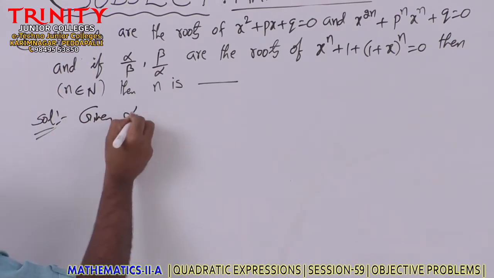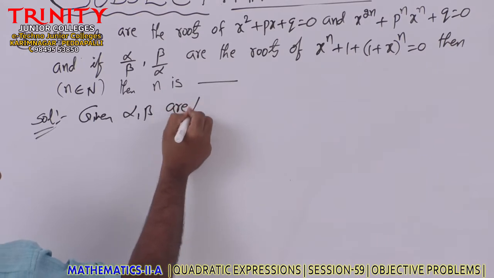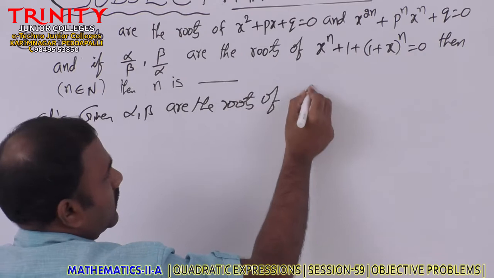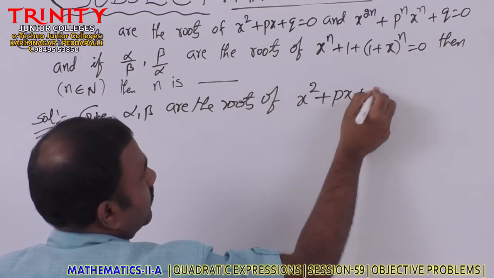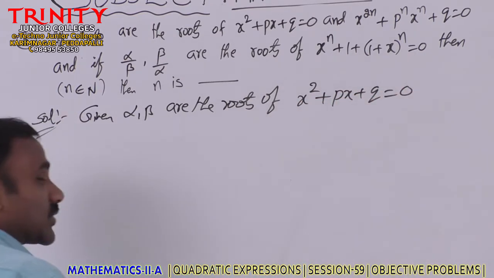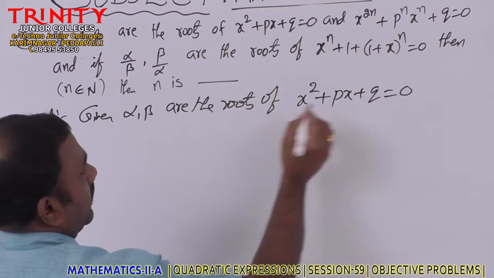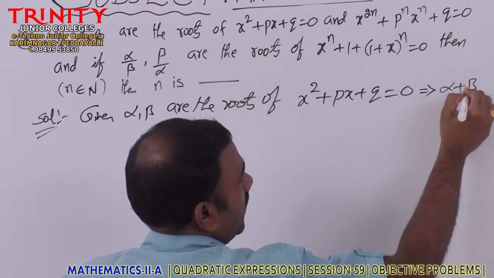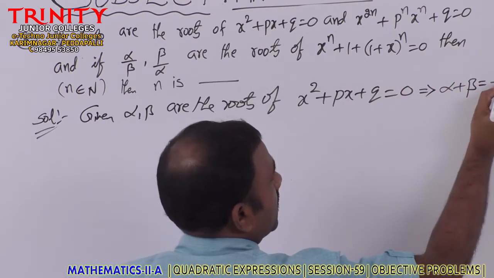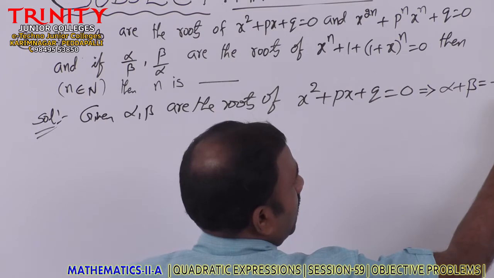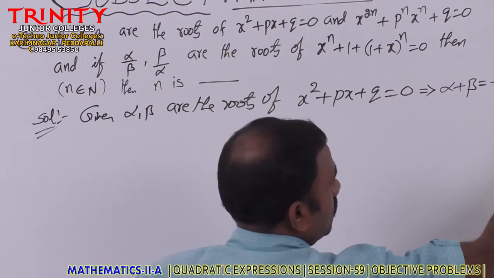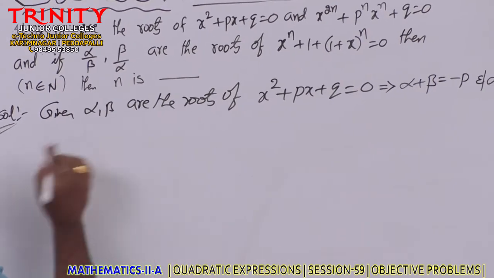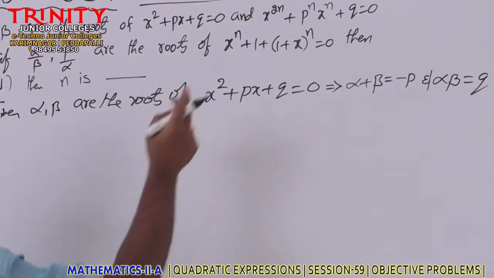Since given alpha, beta are the roots of x square plus px plus q equal to 0, therefore the sum of the roots alpha plus beta is equal to minus p, and the product of the roots alpha beta is equal to q. Okay. Another equation is given.